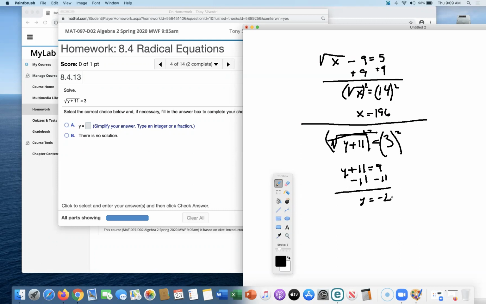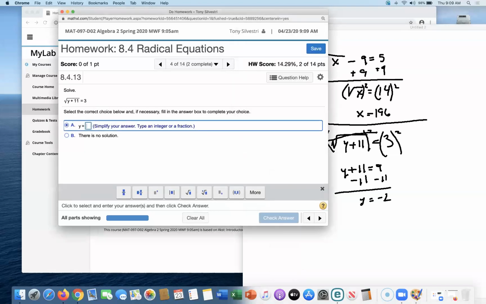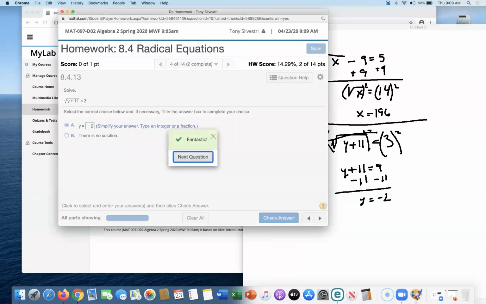Okay, -2. Now, what's the next thing you're going to do? You're going to plug in that -2 in the original problem and then do the math. Do both sides equal one another? -2 plus 11 is 9. That 9 is underneath the square root. The square root of 9 is 3. Yeah, 3 equals 3. So it works. We got 2 problems that work.